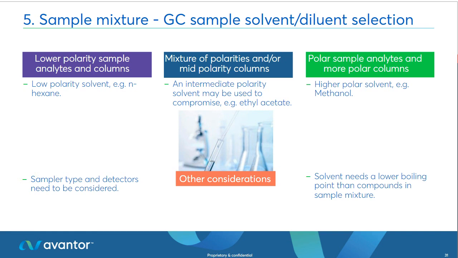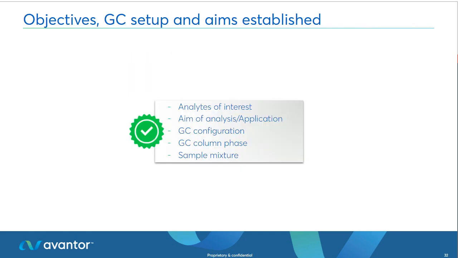So these are a few things that you need to consider, and this is where, again, application notes are very helpful. Other considerations are sample types and detectors, which need to be considered because they have limitations and may need more consideration when it comes to the solvents that can be used. And also, when you're doing standard GC injections, the solvent needs a lower boiling point than the compounds of the sample mixture. So then, when we've established all of these points, then we're good to go with the method development.